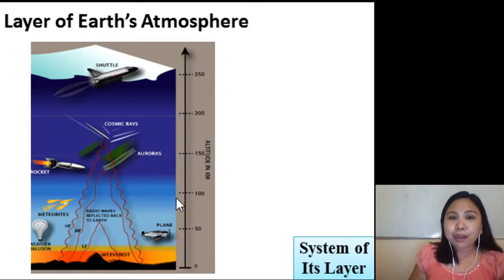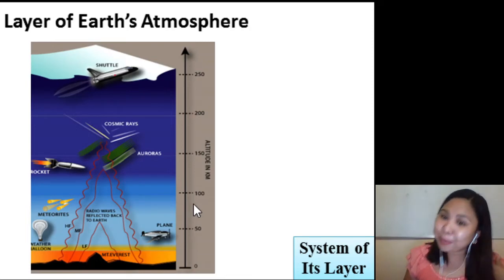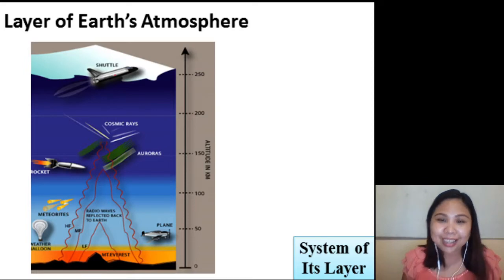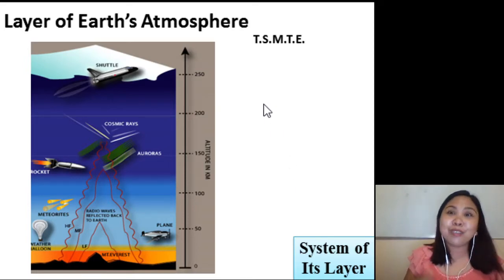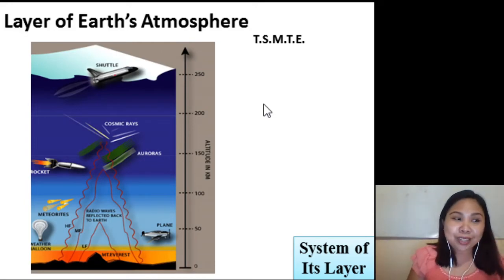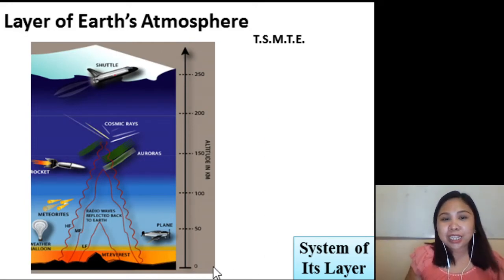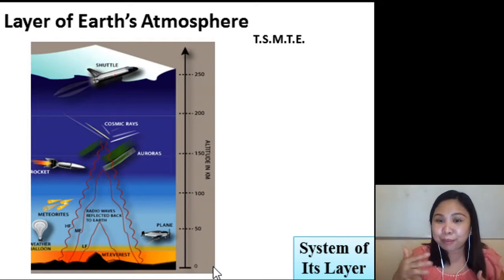So to give you mnemonics, para mas maalala nyo yung iba't ibang layers ng atmosphere. So I have here a mnemonic, my very own mnemonic. So pag sinabi natin mnemonics, ito yung parang acronym on how you will remember, kasi hindi pwedeng magkabaliktad yung layer, kasi pag pinagbaliktad mo, iba na yun.